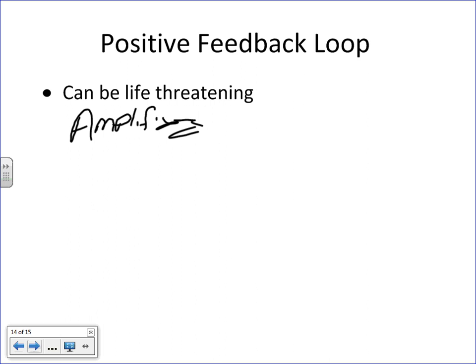An amplifying cycle. Positive feedback is good, but it can be life-threatening as well, because this is a response that gets greater and greater and greater over time. So just like negative feedback, there has to be some kind of stimulus that triggers a positive feedback loop to begin. But now this is where the difference comes in.